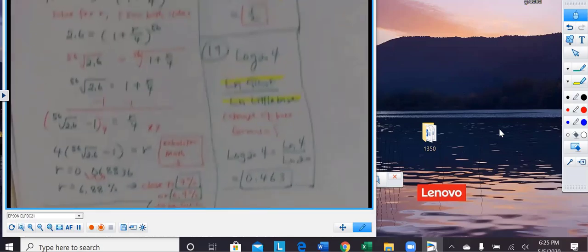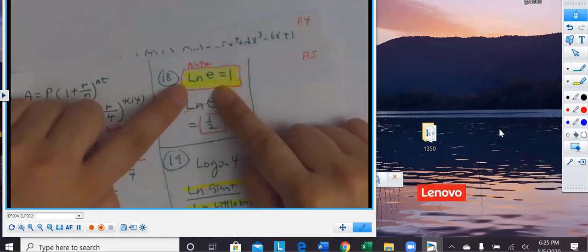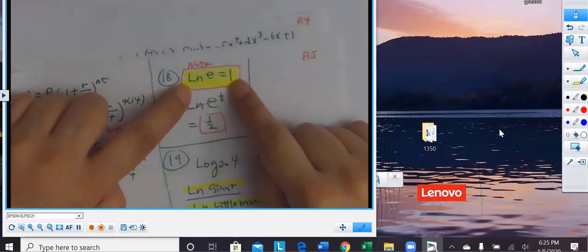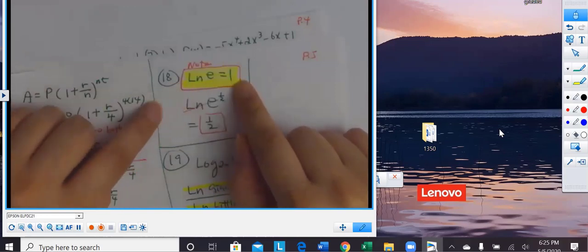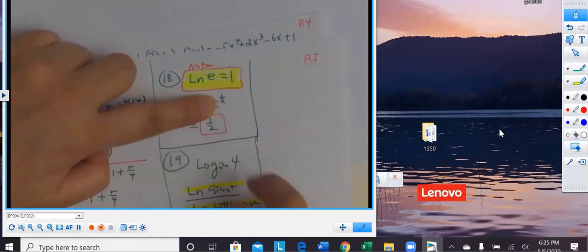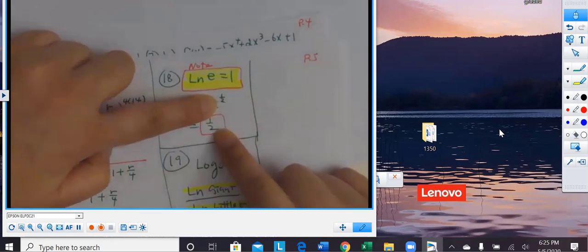Okay, that's 17. Number 18 is actually very easy. All you need to know is ln e equals 1. They look like they cancel each other, but actually ln e equals 1. So if you have that, then this part is gone. It's just equal to 1/2.